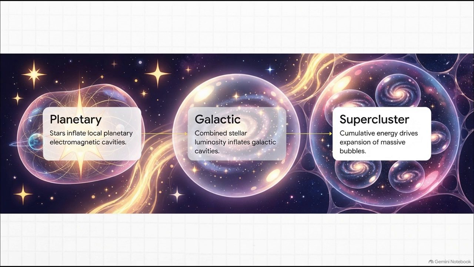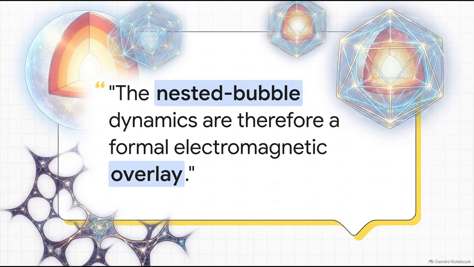Energy is just constantly being passed upward, from that tiny stellar core all the way out to these massive cosmic cavities. As the author writes, each star is surrounded by a quasi-spherical electromagnetic cavity. The nested bubble dynamics are therefore a formal electromagnetic overlay. I really want to emphasize that word, overlay. This theoretical framework is placed right on top of standard astrophysics. It doesn't break the rules of the interior stellar structures we already know and love. It just adds a new invisible layer of mechanics to them.